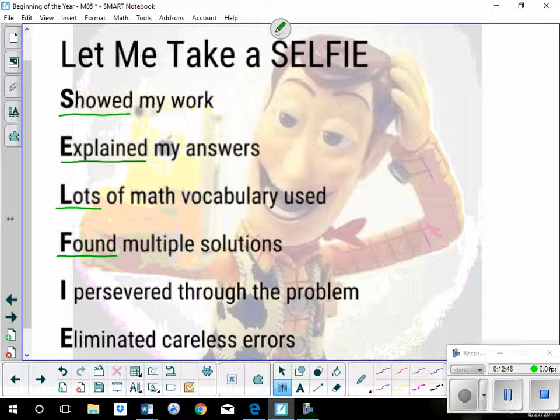If you needed to find multiple ways to get your answer, then you did that. I know you guys are amazing. You have amazing perseverance. So you persevered through the problem. So even if it was hard, you worked really hard, which is amazing. And the last one is that you eliminated careless errors. So if you eliminated careless errors, go ahead and put an E on your page. Hopefully you have written S-E-L-F-I-E on your paper, and you have 6 steps, okay? And that's what we're looking for when you answer math problems.